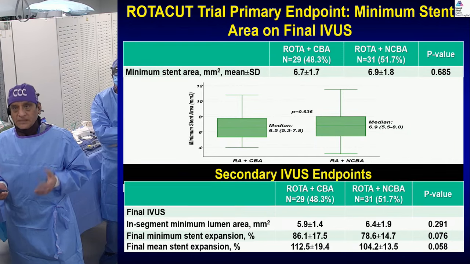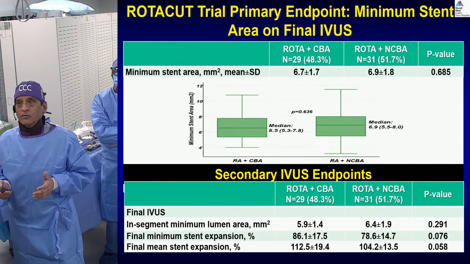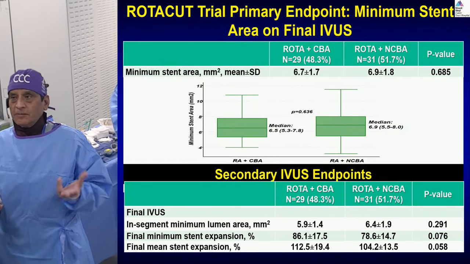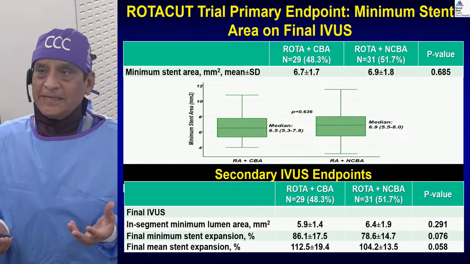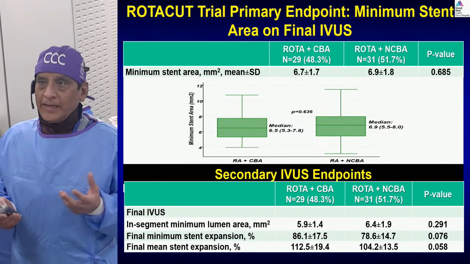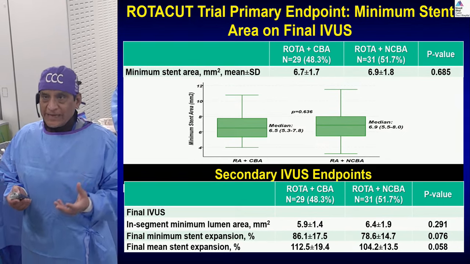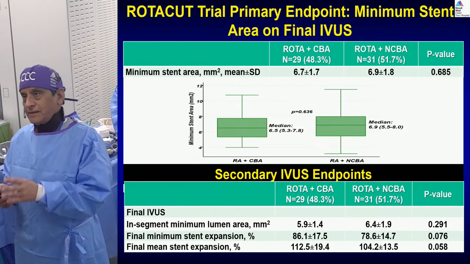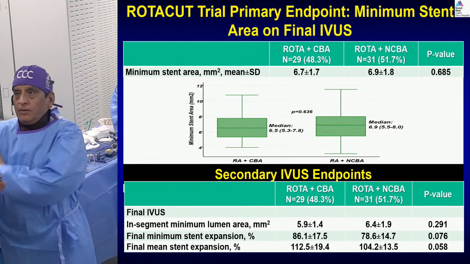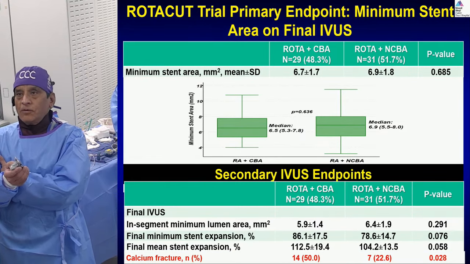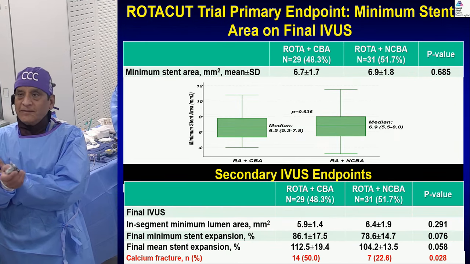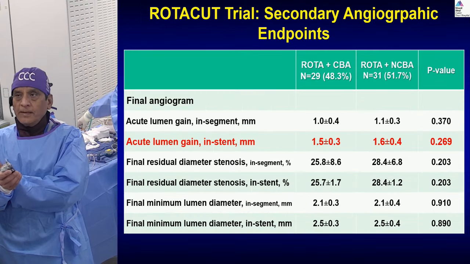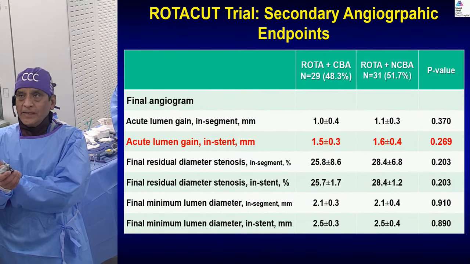Some other parameters were a little better for the rotor cutting balloon group, such as stent expansion, defined as more than 80% of the proximal and distal reference, where more than 80% is good. It was much better in the rotor cutting balloon group, and mean stent expansion was much better, or trended towards better, compared to non-compliant balloon angioplasty. But the primary endpoint was not different. Also, we saw more calcium fracture in the cutting balloon group compared to the non-compliant group. Acute lumen gain was identical.